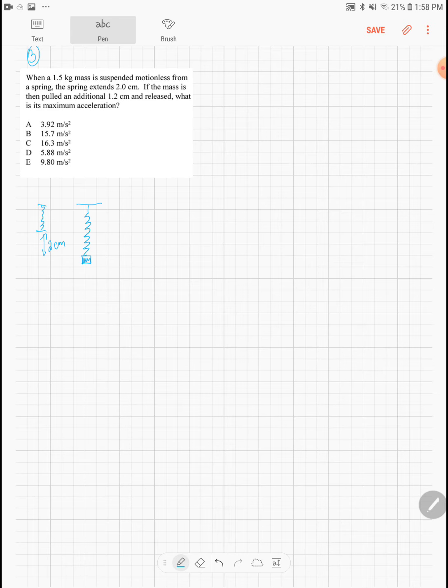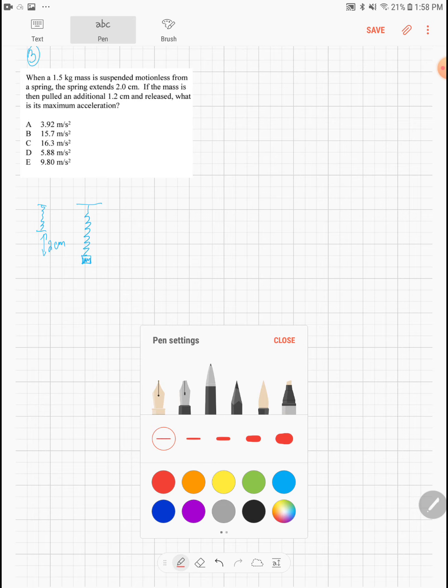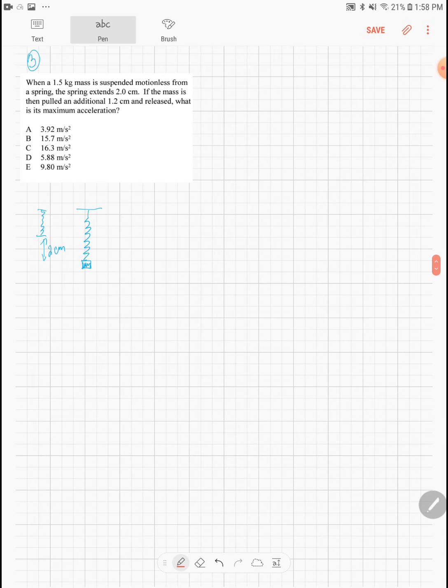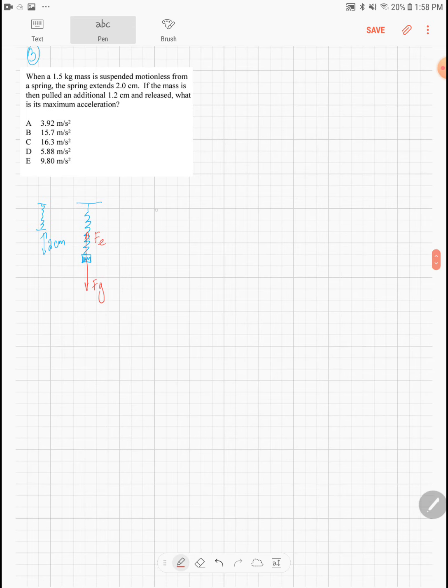Okay, so there are of course forces which act on that mass. There is the force of gravity, and there is the elastic force. They have opposite directions as shown in this diagram, and the system is motionless. It means that it is in static equilibrium, and one of the conditions of static equilibrium is that the net force, in this case in the y direction, is 0.